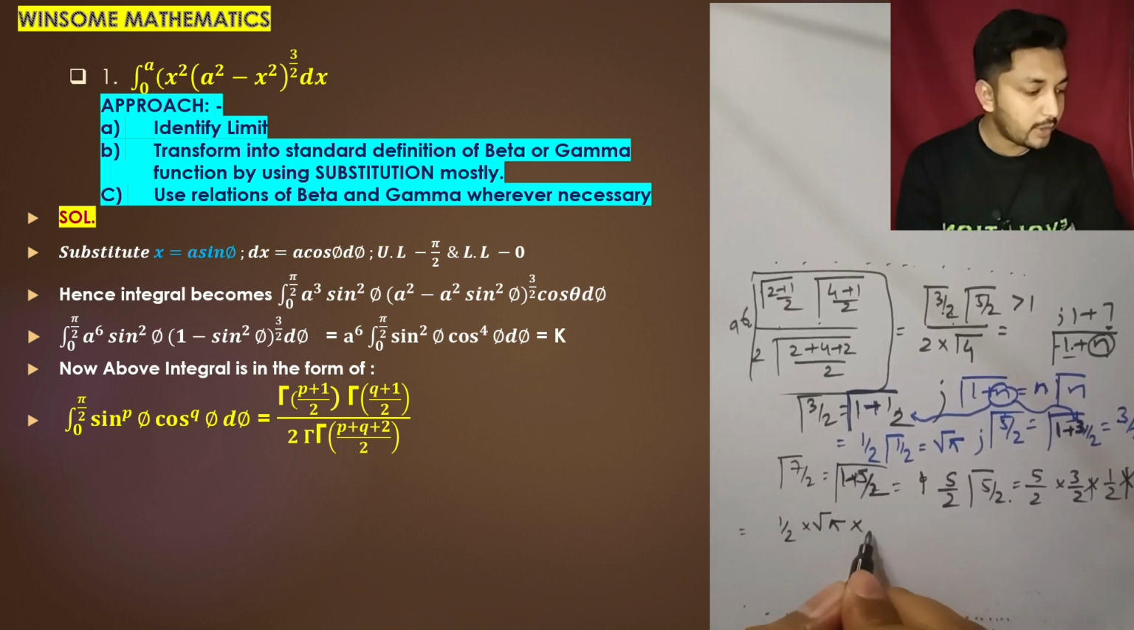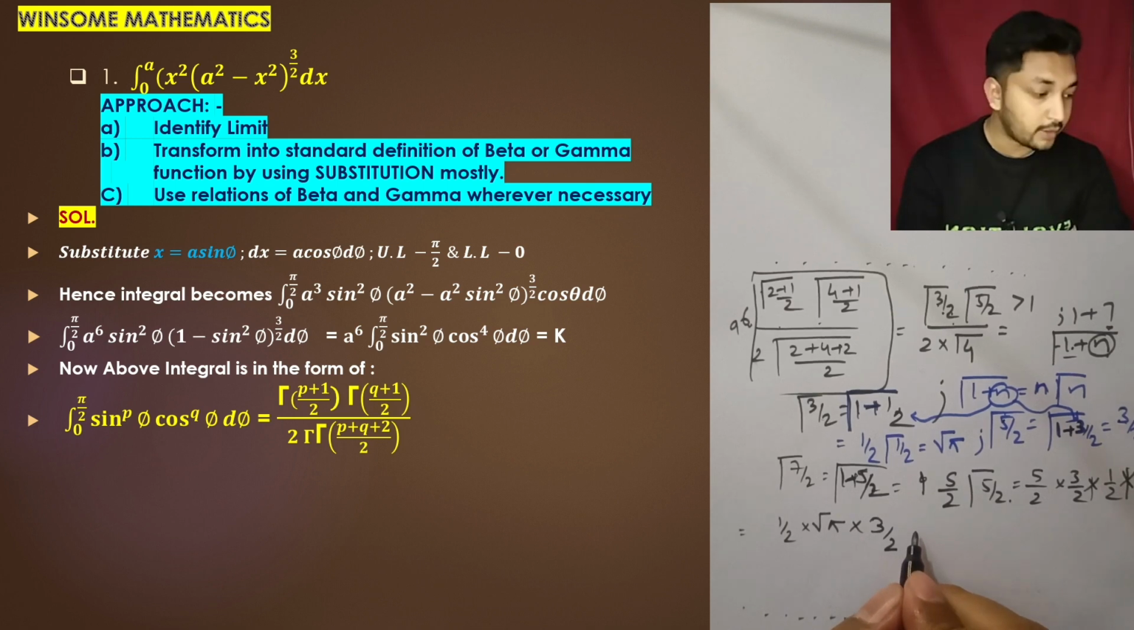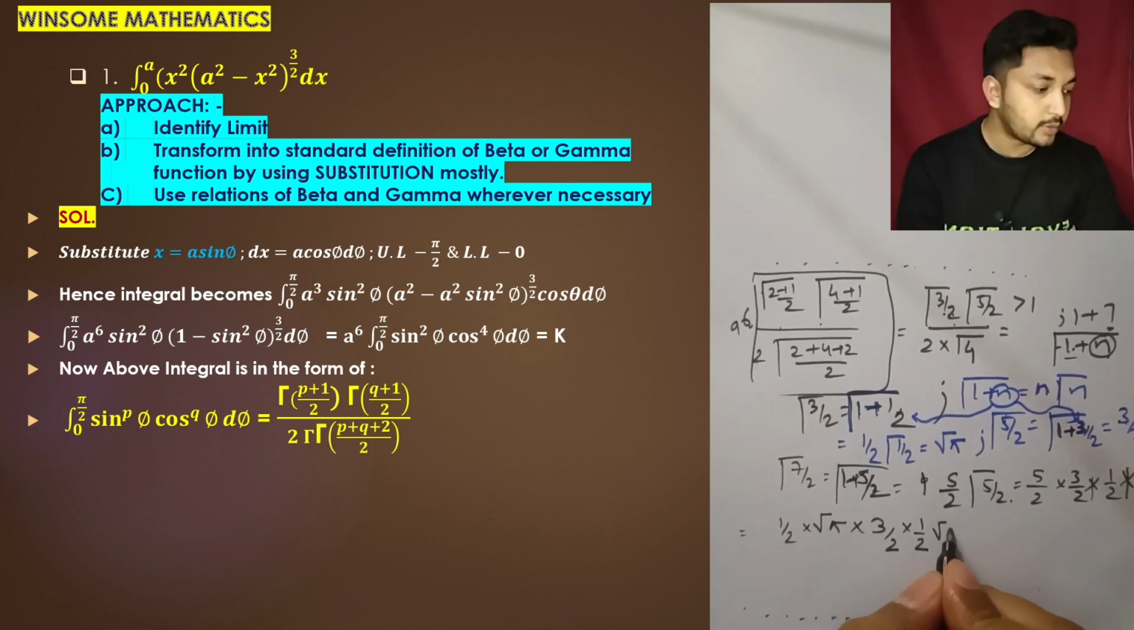Clear? 5/2 as 3/2. Yes. We will keep going unless and until we come across 1/2. So 3/2, then 1/2. So we will stop. And we know that gamma 1/2 is root pi.